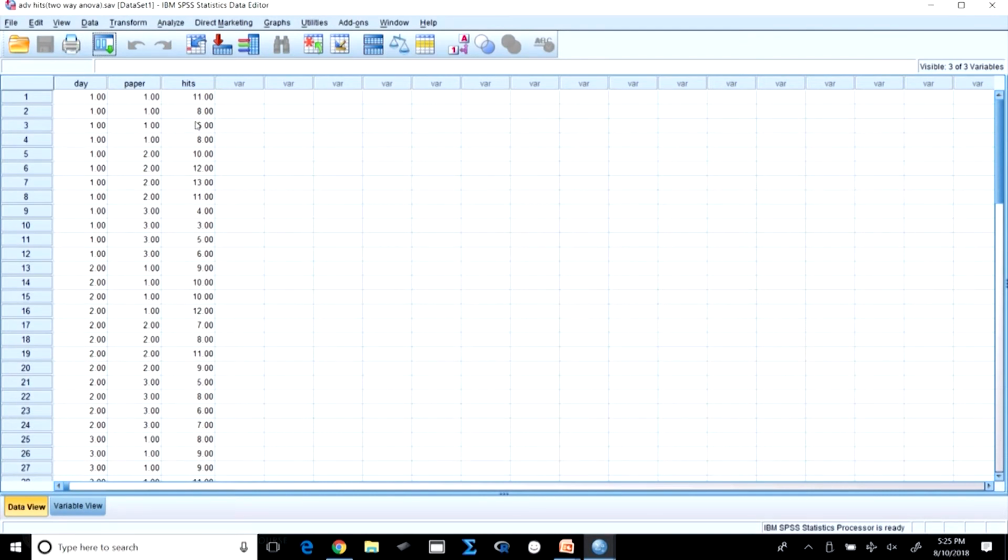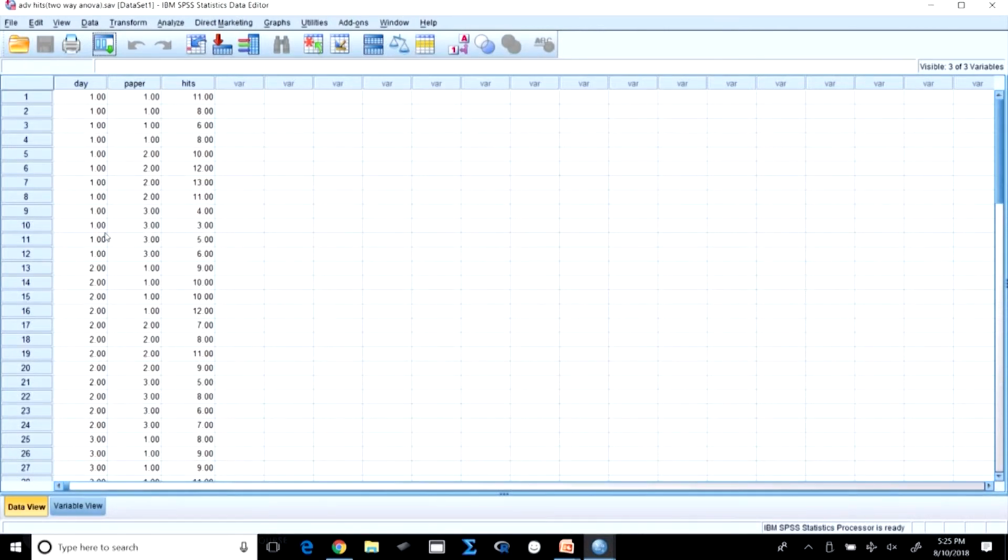of advertisement hits is related to the day and the type of paper. So, what it is saying simply is, does the hit or popularity of the advertisement given in the paper depend on which day this paper is coming and in which type of paper the advertisement is being shown? So, to do this you have two categorical variables, two factors. This is one independent variable, this is another independent variable, and this is my dependent variable. So, to do this I will do a two-way ANOVA.